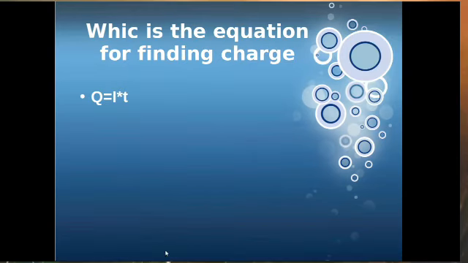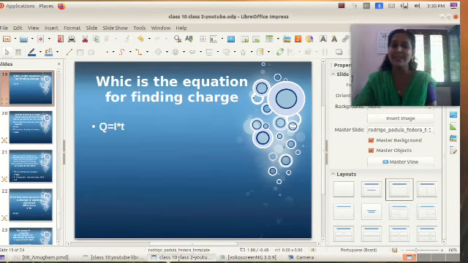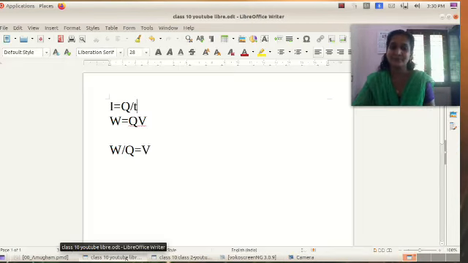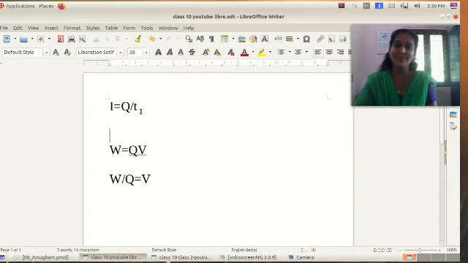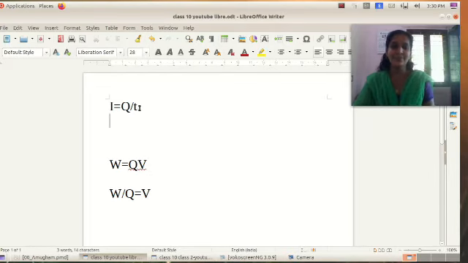Then we are going to find the equation for finding the charge. I is equal to Q by T. By using this equation, we can find the equation for finding the charge. By taking the denominator t to the side of I, we get I into T. We get I into T, that is equal to charge, coulomb. So we can find the charge.